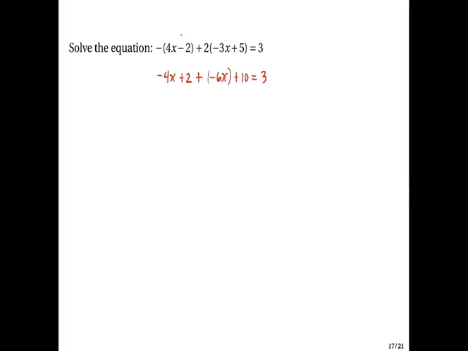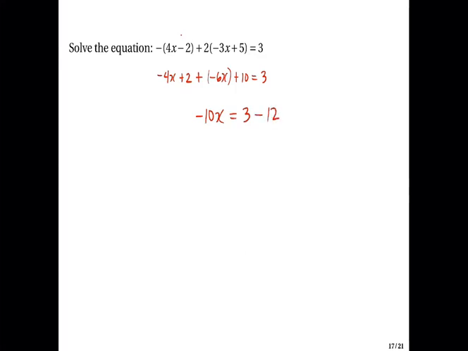So from here, we see you have negative 4x and then minus 6x. So that becomes minus 10x. And then here we have a constant, we bring it to the other side. Okay? So you have here equals 3. Here, let's add 2 plus 10, that's 12. Then we bring it to the other side, which means you will get minus 12 here.